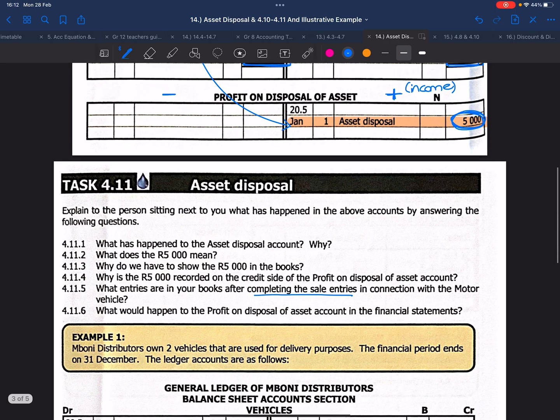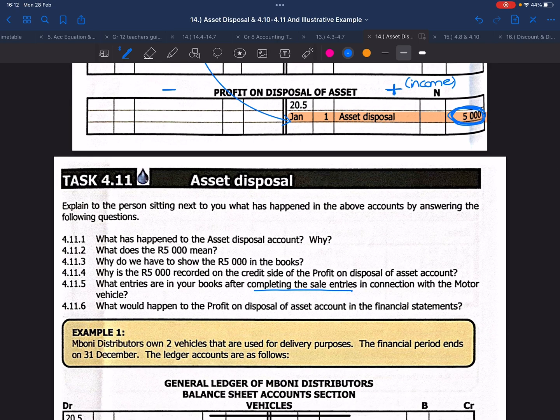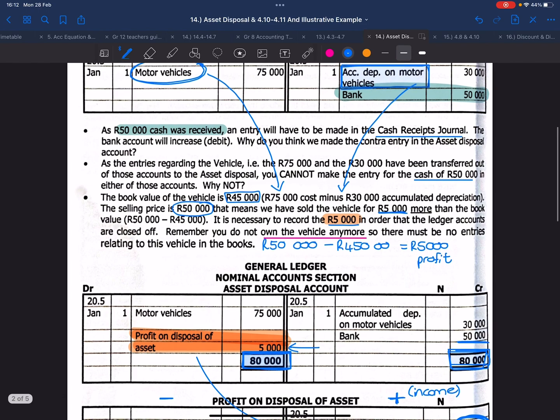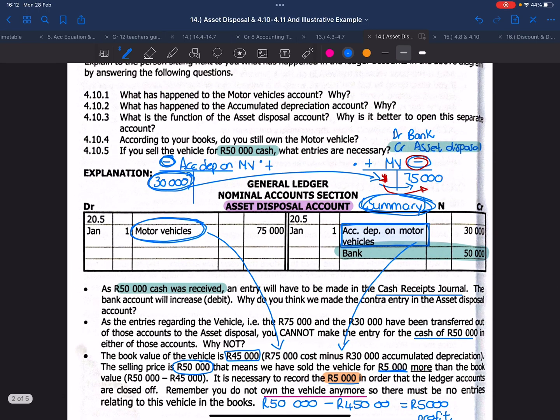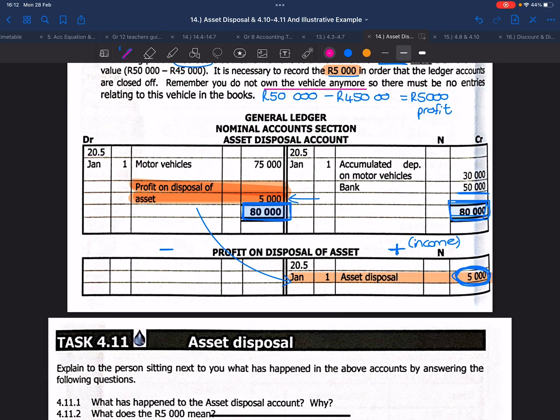Then what entries are in your books after completing the sale entries in connection with the motor vehicle? After we have sold the vehicle, the only entry left in our books relating to this vehicle is the profit on the sale, because the vehicle and the accumulated depreciation account has been closed off. We saw that here. We had taken it out of accumulated depreciation to our asset disposal account, and we took the cost of the vehicle out to our asset disposal account. So those two accounts have been closed off. So the only thing still reflecting in our books relating to this vehicle is the profit.